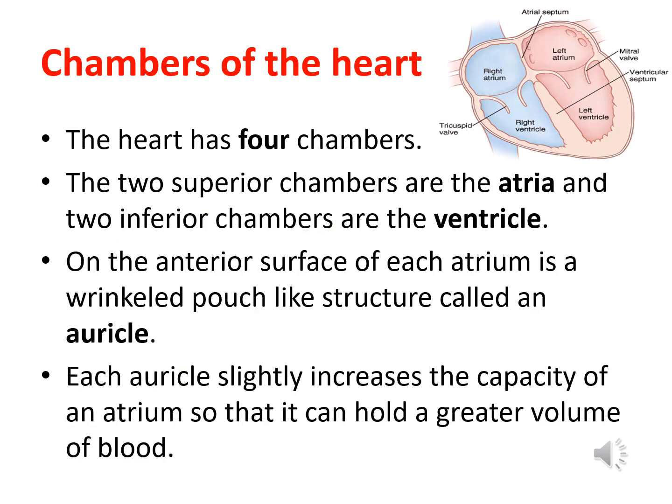Let's start chambers of the heart. The heart has four chambers. The two superior chambers are the atria and two inferior chambers are the ventricles. On the anterior surface of each atrium is a wrinkled pouch-like structure which is called auricle. Each auricle slightly increases the capacity of an atrium so that it can hold a greater volume of blood.